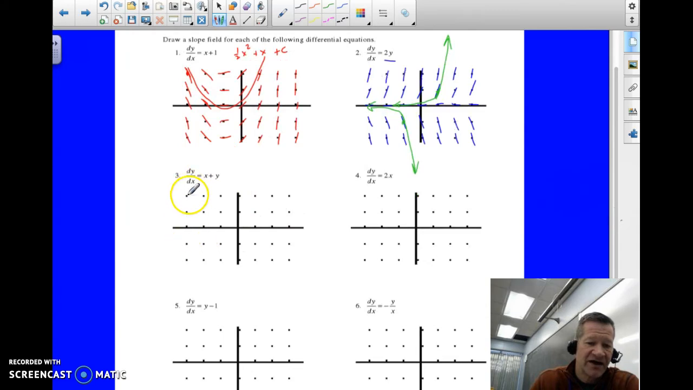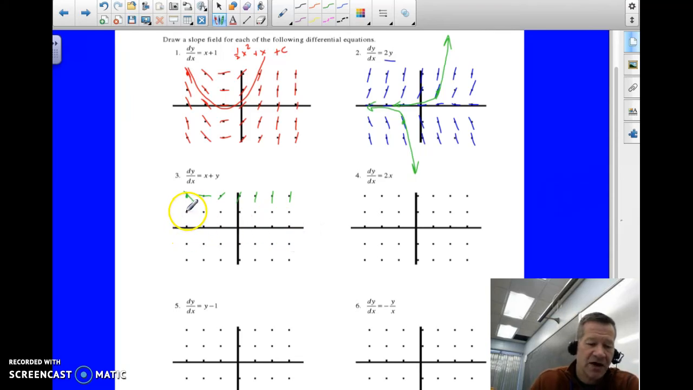So now if I have this point at negative 3, 2, the derivative says to add the x and y value. So negative 3 plus 2 is negative 1. Negative 2 plus 2 is 0. Negative 1 plus 2 is positive 1. This is 0, 2, so 0 plus 2 is 2. 1 plus 2 is 3. 2 plus 2 is 4. 3 plus 2 is 5. They become almost vertical.